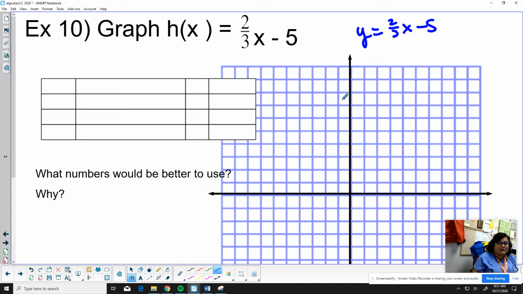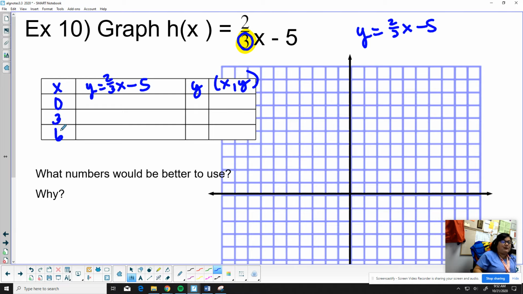And I don't want to graph a mixed number. So what I can do is take multiples of the denominator and use those. Now 0 always works. Okay, so let's put our 0 in. So x and then y equals 2/3 x minus 5. Instead of 0, 1, and 2, I'm going to do 0 and then 3, because the denominator is 3.